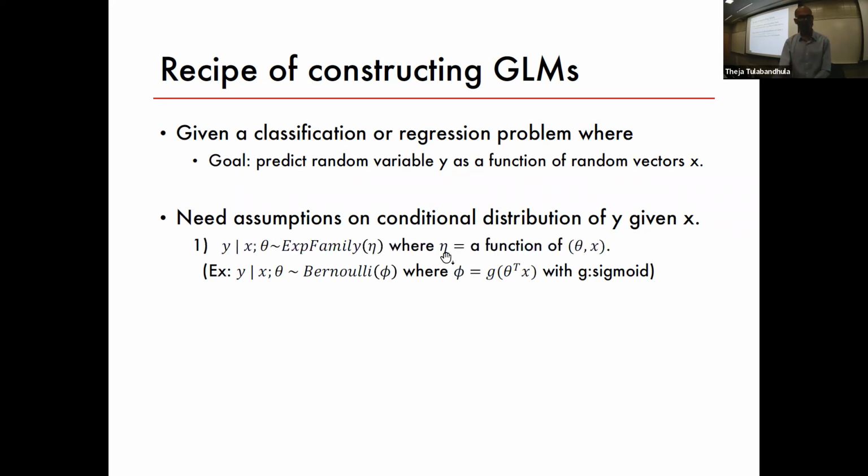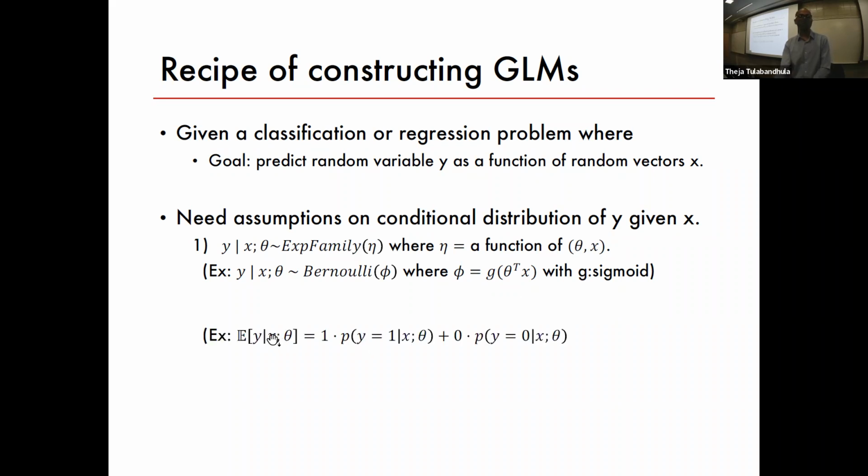Okay, so what we're going to do is generalize that by saying, hey, y given x is exponential family distributed with parameter eta. Of course, there's a relationship between theta and eta, where eta is just a function of theta and x. You can see here, phi is a function of theta and x. Okay, Bernoulli bias. So that's the assumption. As long as you can say that y given x is exponentially distributed with eta being a function of theta and x, that's one assumption.